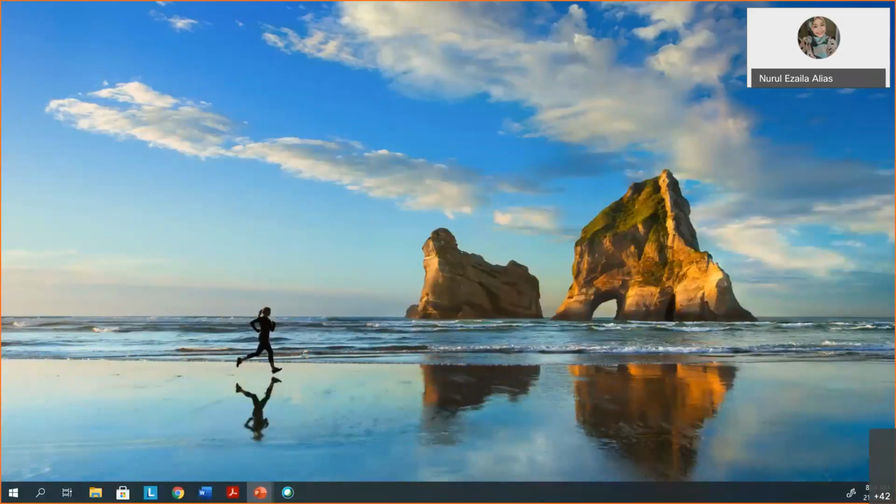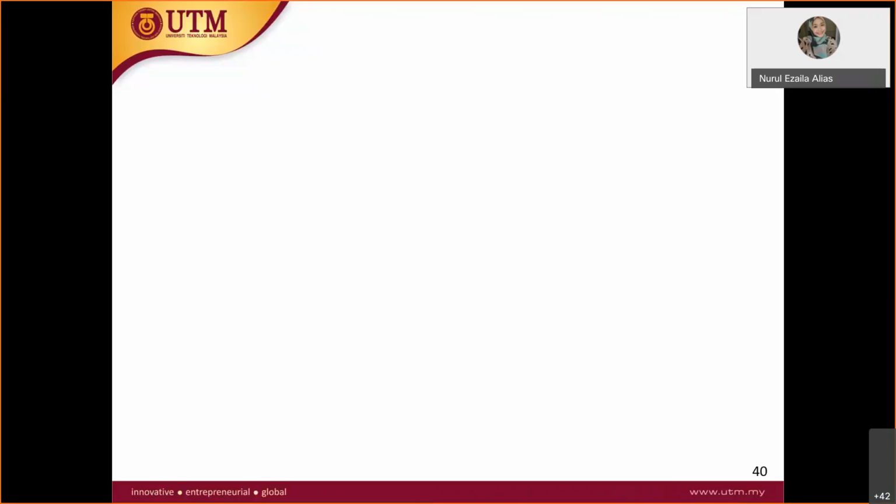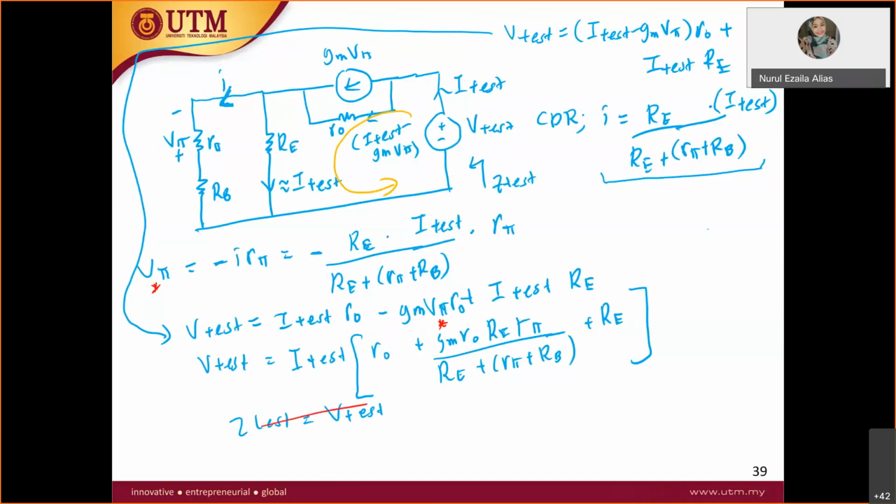One more slide because too much derivation. Okay. Therefore, you got that your Z test is equal to the V test over I test. You take everything from here, I cancel this, you take everything from the I test and bring it from the left to the right.